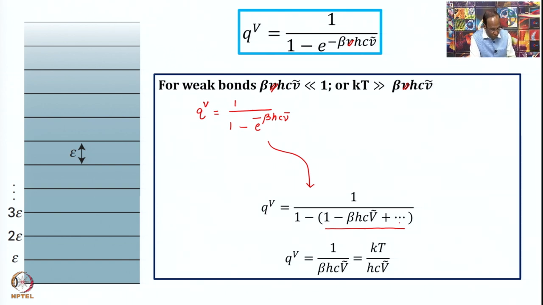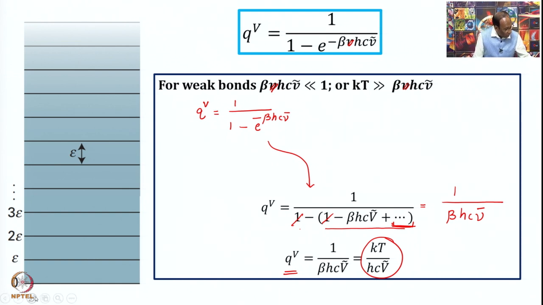The square terms and cube terms are further small, because the square of something small is further small, and the cube of small is further small. So all these higher terms can be ignored. What you are left with is 1 minus 1 minus beta hc nu bar. So 1 and 1 get cancelled, and I have beta hc nu bar only. Beta is equal to 1 over kT, so the vibrational contribution is kT over hc nu bar.